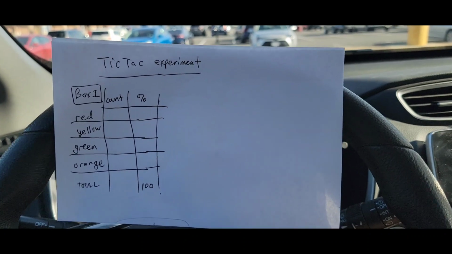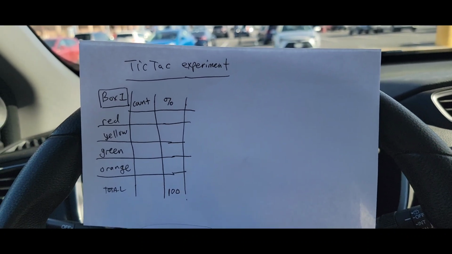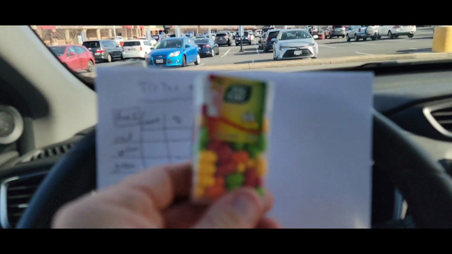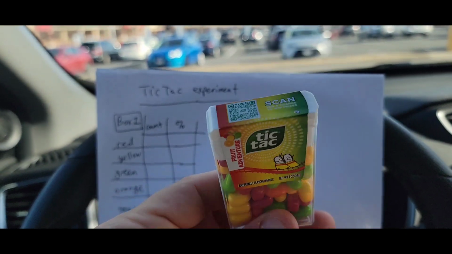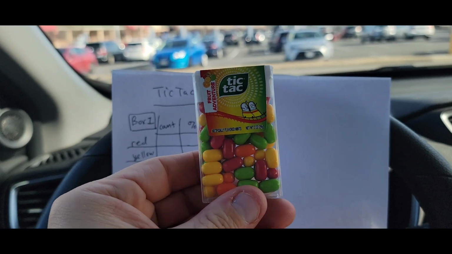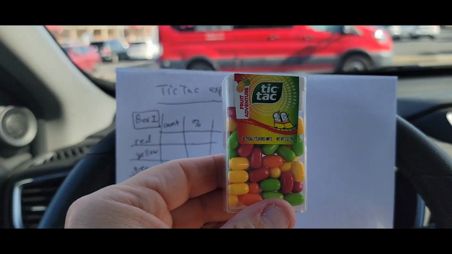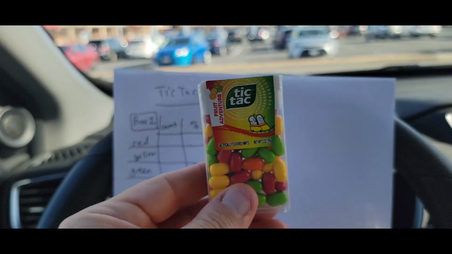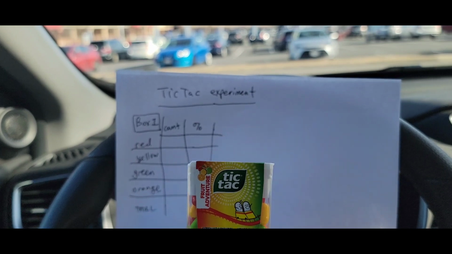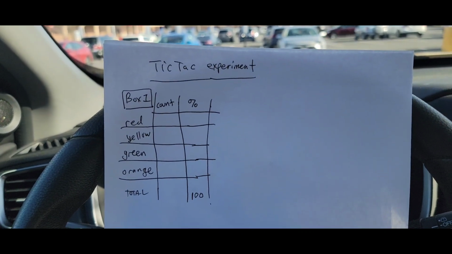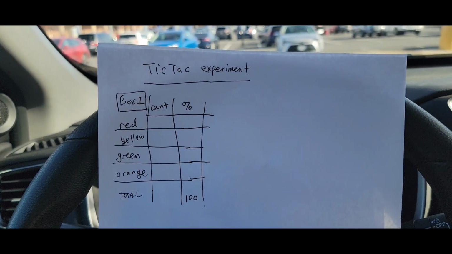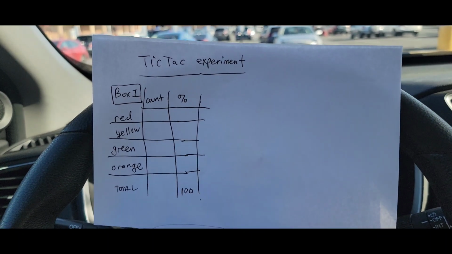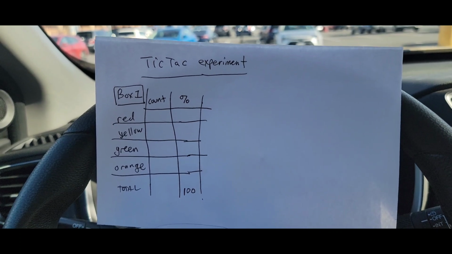In this video, I wanted to share just some basic statistics ideas. I'm going to do this kind of experiment with this Tic Tac box that's unopened. I just thought, hey, what can we say about the red, yellow, green, and orange Tic Tacs in here? Ideally the question would be, if I reach in, what's the probability that I grab a red Tic Tac, for example? We could try to answer questions like that.